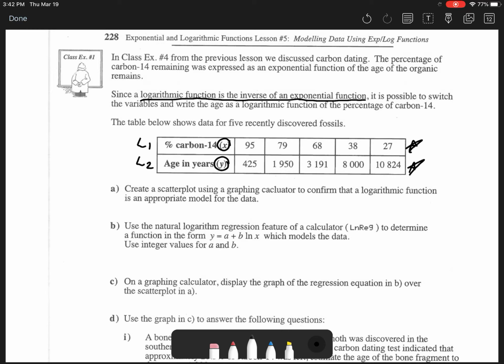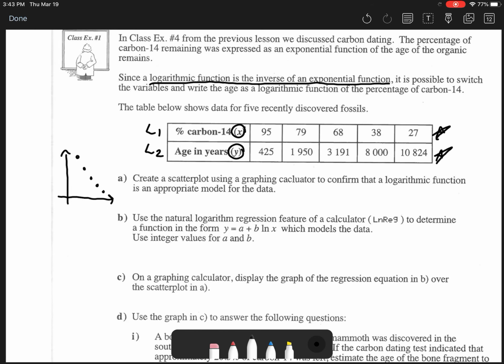Okay. Once we do that, we then have to basically take a look at the data points that we create, and what you will see, okay, is that those plotted points create some kind of shape that looks similar to that moving down. Okay, and from that, in part B now, they say use the natural logarithm regression feature on your calculator, which when they are talking about the natural log regression feature on your calculator, okay, this is what we are searching for in that list.